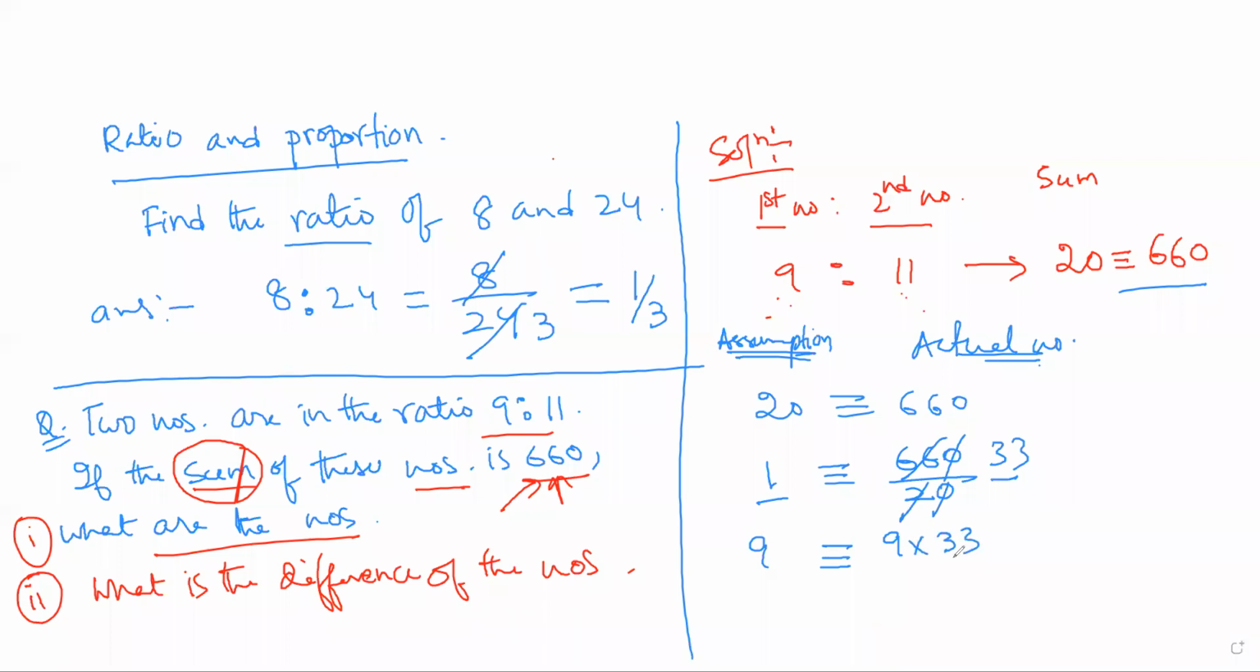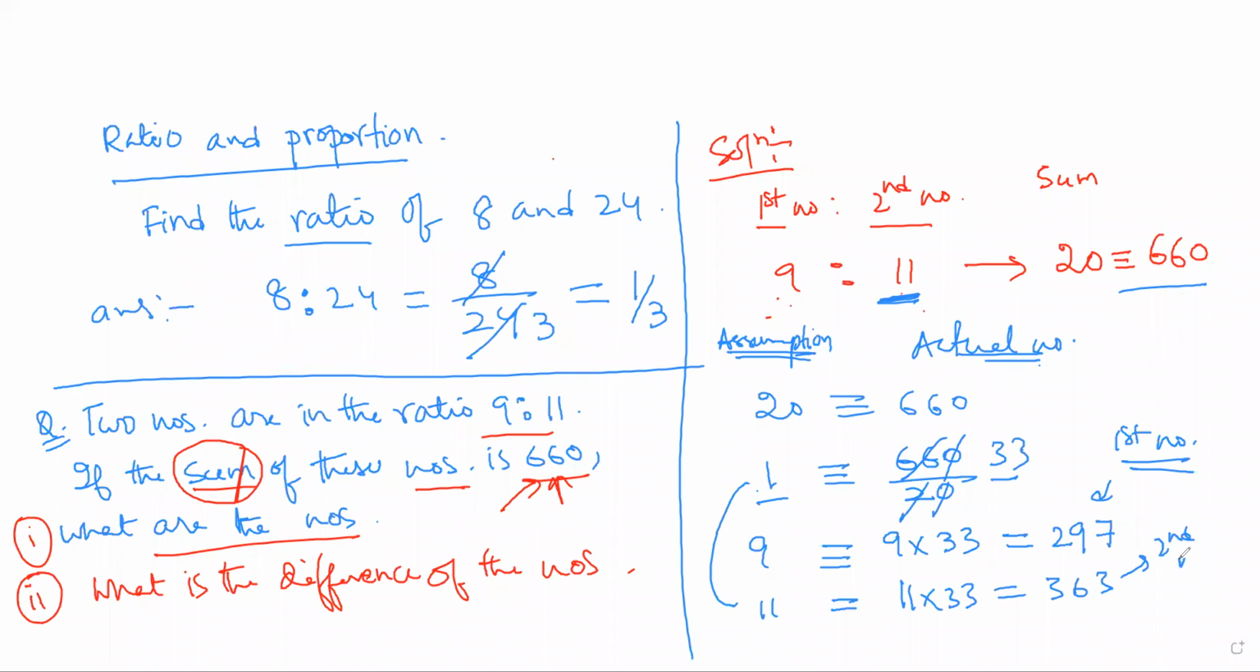If 1 is equal to 33, 9 will be equivalent to how much? 9 into 33. If you multiply this, how much is that? 297. And this is your first number. And the second number is 11, so 11 into 33, which is 363. And this is your second number. Is that okay?